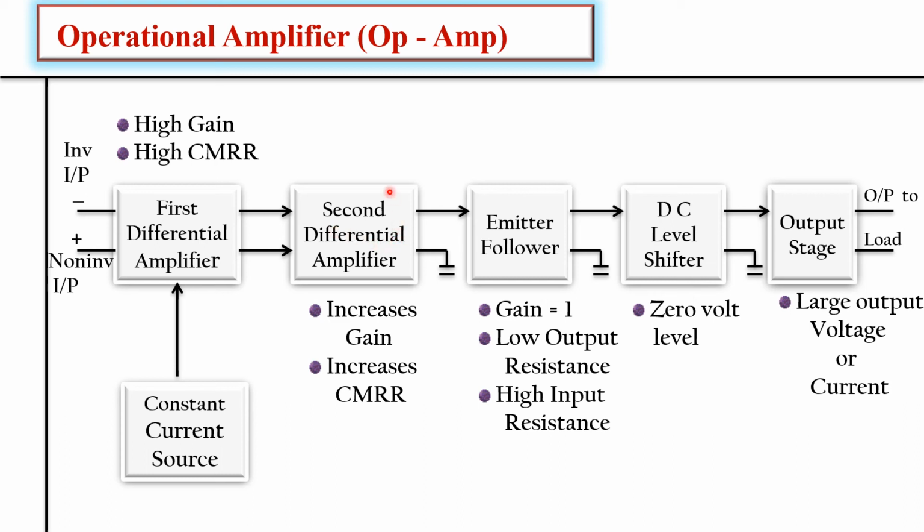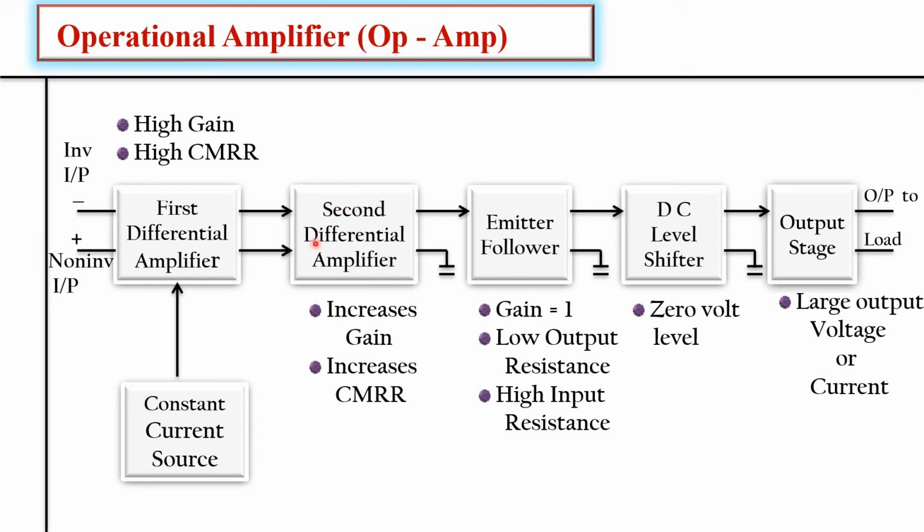The second stage is a differential amplifier. The output of this is single-ended. See, one end is ground. So it is single-ended and this is double-ended. The output is taken between the collector of any one of the transistors and ground.